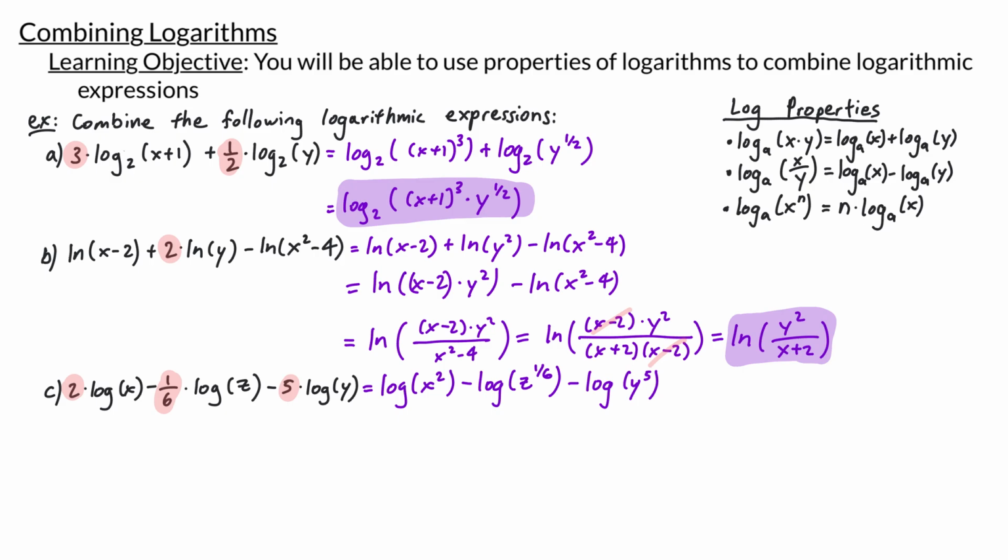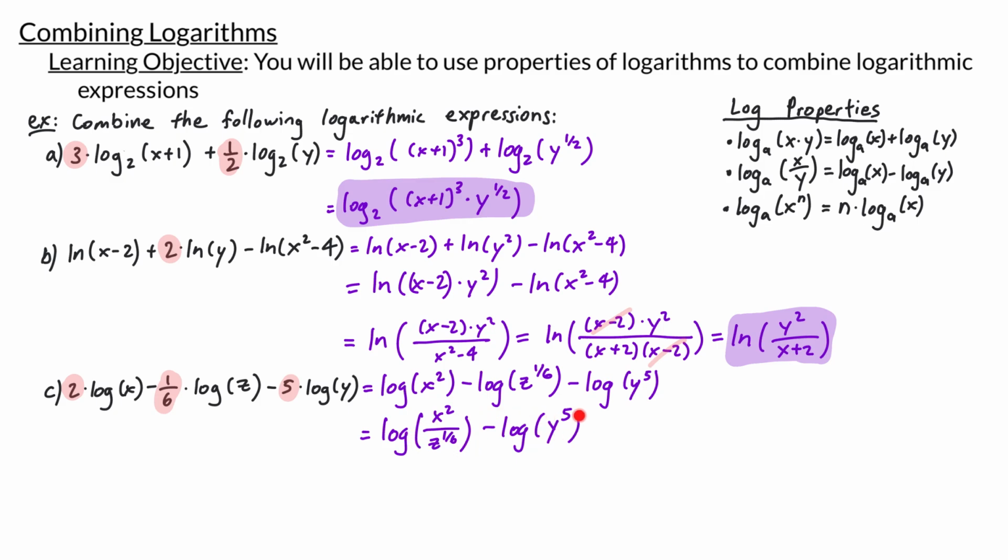Next, we can start combining our logarithms together. Let's combine our first two logarithms together. If we have a difference of logarithms, we can use our second log property, which says that if we want to combine them together, we just have to divide their insides. So this is going to give us log of x squared divided by z to the 1/6, and then we still have minus log of y to the 5th at the end.